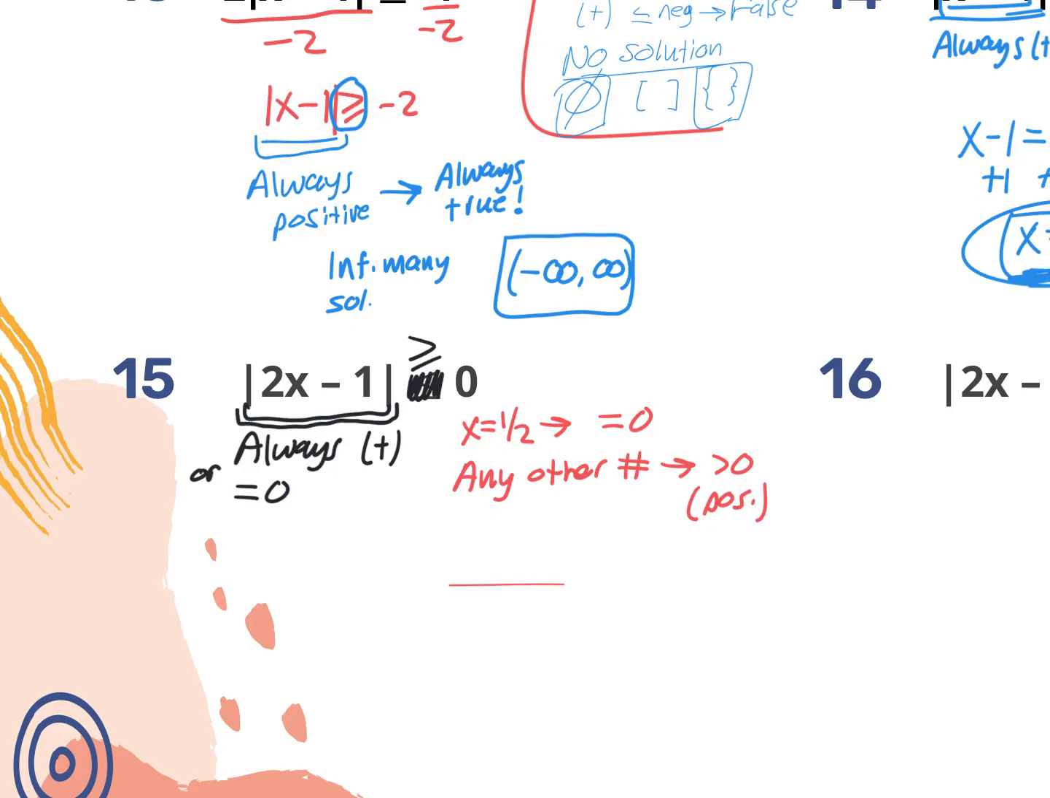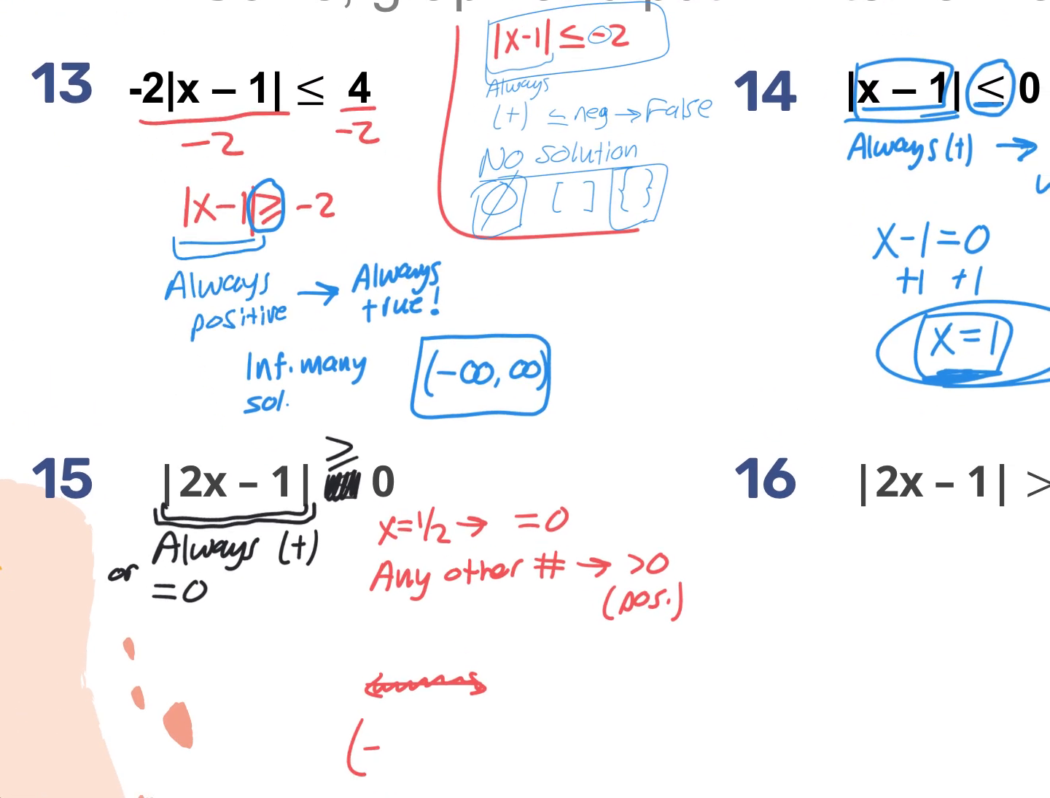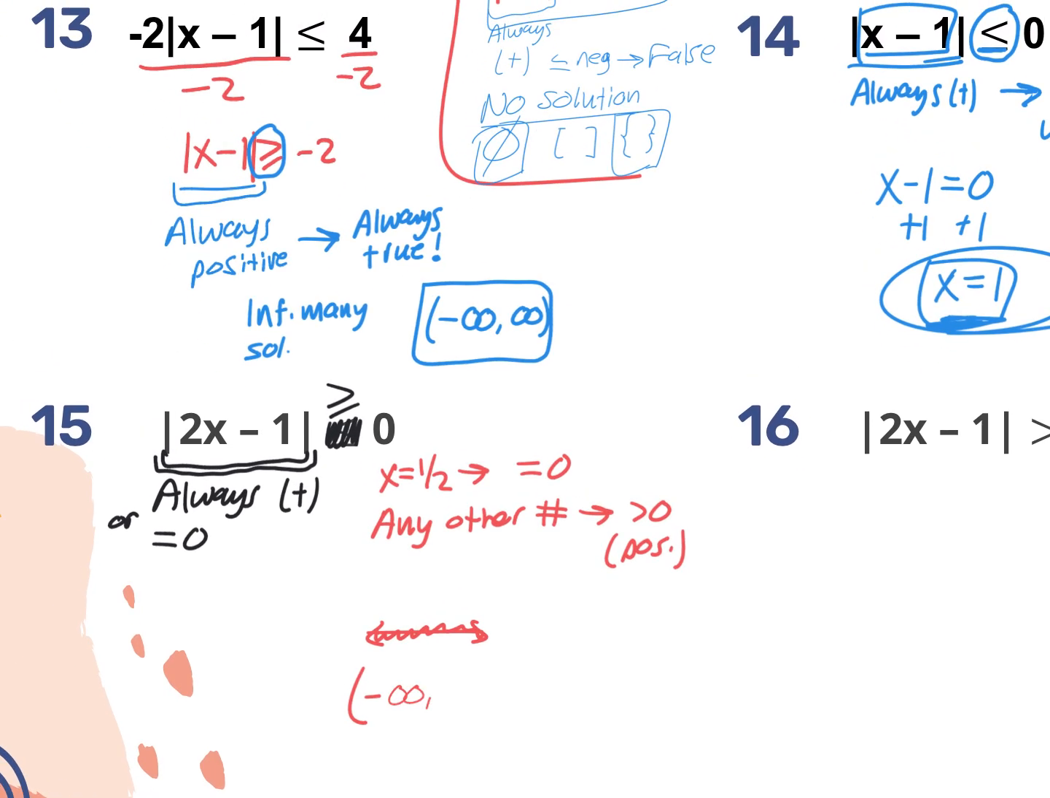So this would be, again, on a number line, every single part of it, and in interval notation, if you look at the one above it, it's going to be from negative infinity to infinity. So this would have infinitely many solutions. Again, I just changed the inequality to make it a little bit different. So I made it like that.